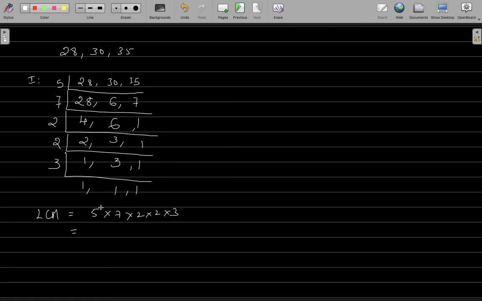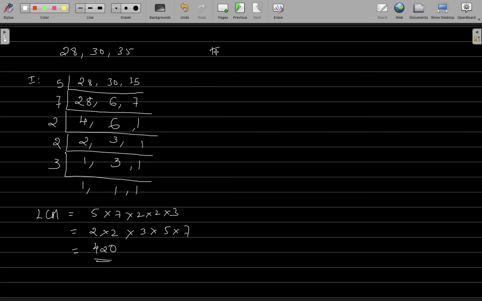Or if I want to write them in ascending order, starting with the lowest number first, it should be 2 times 2 times 3 times 5 times 7, right? That should give you 2 times 2 is 4, 12, 60, 420. So the LCM of the three numbers is 420.